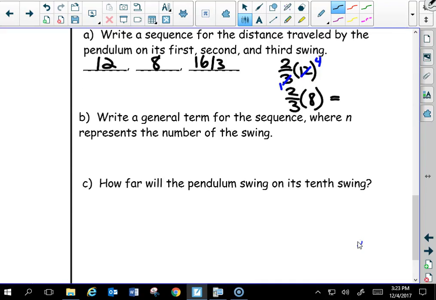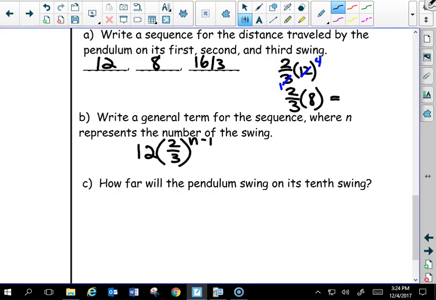General rule is going to be, we're going to start with the amount, 12, times 2/3 to the n minus 1. And the reason we're going n minus 1 is because if we plug into this equation at n equals 1, we want to make sure we just have a 12 left. So that 1 minus 1 gives us 2/3 to the 0, which goes to 1, which gives us the 12.